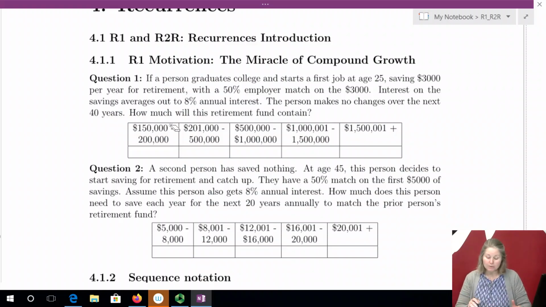So your options are to pick from $150,000 to $200,000. So if you think that's the amount that you will have saved, choose this option. Put a check mark just down in that box right there. If you think, on the other hand, they will have more than $200,000 but less than $500,000, go ahead and check that next box right there. If you think they will have between $500,000 and $1 million, you'd pick this third box. If you think they'd have between $1 million and $1.5 million, check this next box. And on the other hand, if you think they'd have over $1.5 million, you would check that last box.